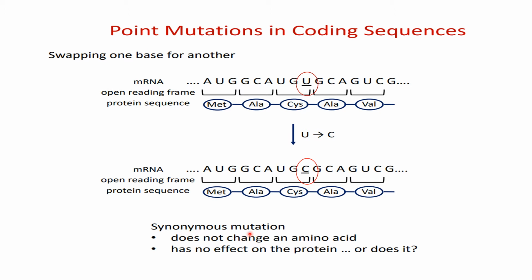What is a synonymous mutation? A mutation changes one codon into another. See, in this sequence, uracil is changing into cytosine. But what is happening here is it does not change the amino acid. The codon is changing, but it codes for the same amino acid. Both sequences are coding for the same amino acid, so it has no effect on the protein.